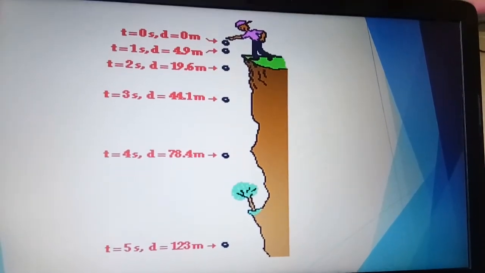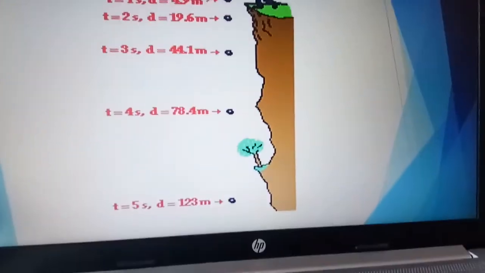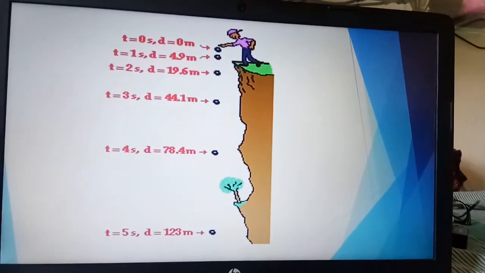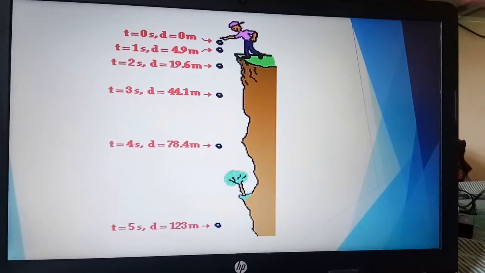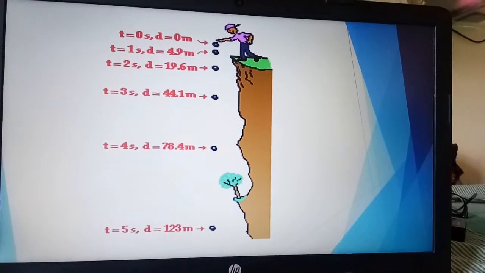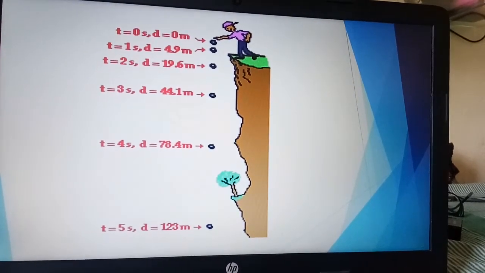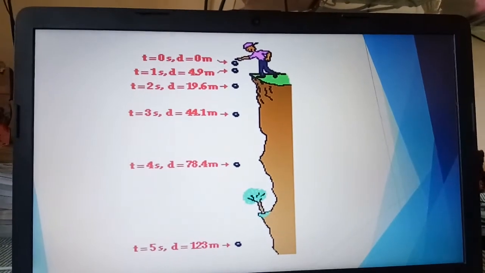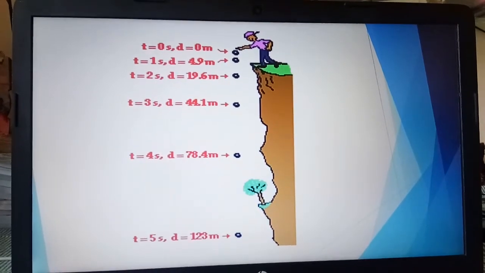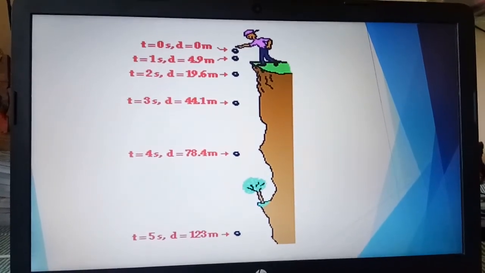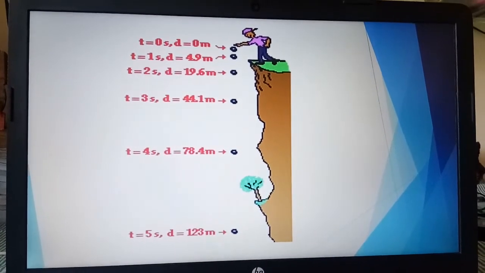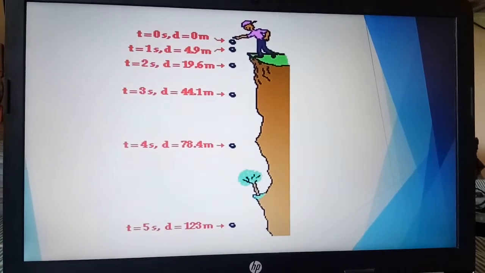If you look at this, between successive intervals of time, the distance covered increases. You can see 0 to 4.9, 4.9 to 19.6, 19.6 to 44.1, 44.1 to 78.4, 78.4 to 123. If you take g equal to 10, then the calculation will be still easier. At t equal to 0, d is 0. At t equal to 1, it becomes 5 meter. At t equal to 2, it becomes 20 meter. At t equal to 3, it becomes 45 meter. At t equal to 4, it becomes 80 meter. At t equal to 5, it becomes 125 meter.